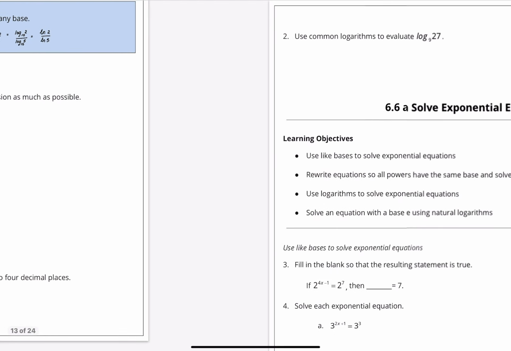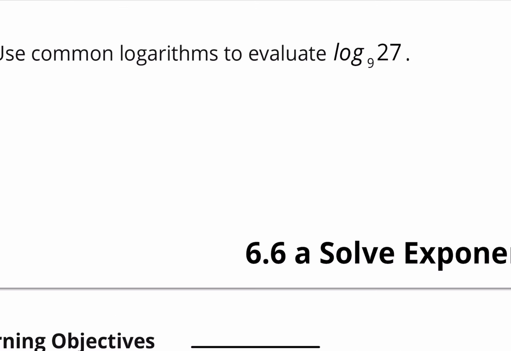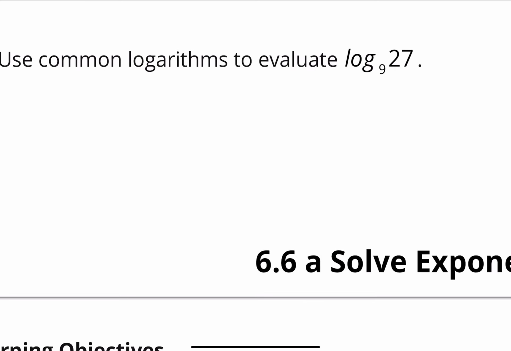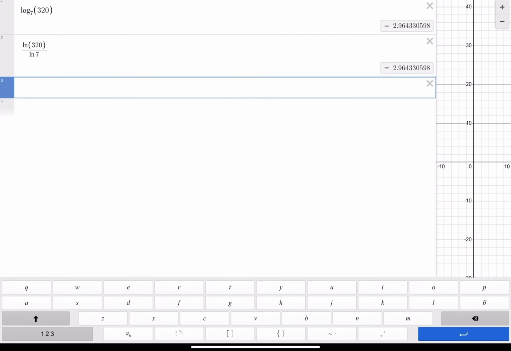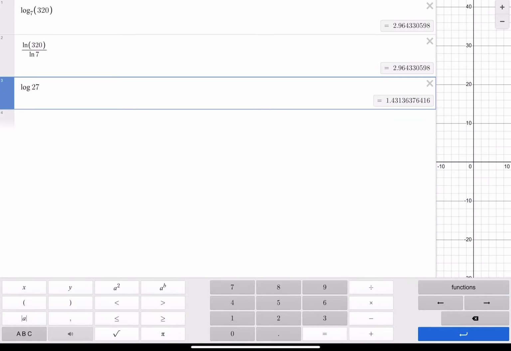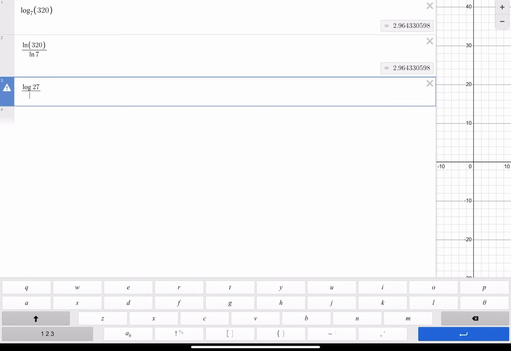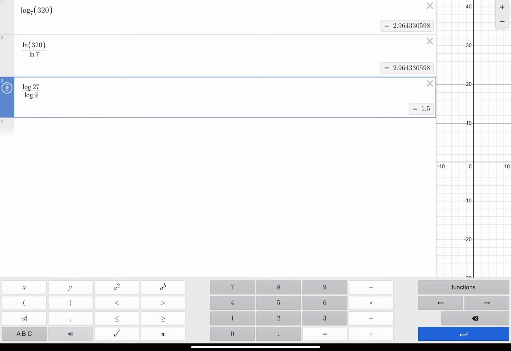All right. Okay, let's try the next one. I don't think I have to try this one, but let's go ahead and do it. Common log is to the base 10. So log 27 over log 9. Let's go ahead and plug that in. log 27 divided by log 9, 1.5.